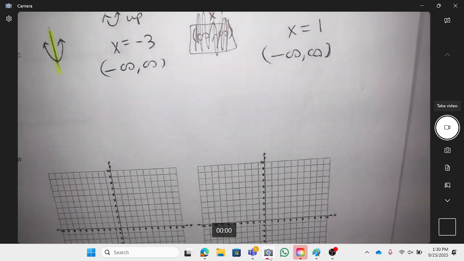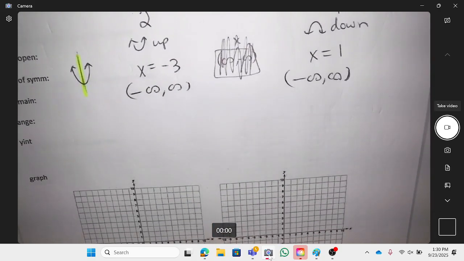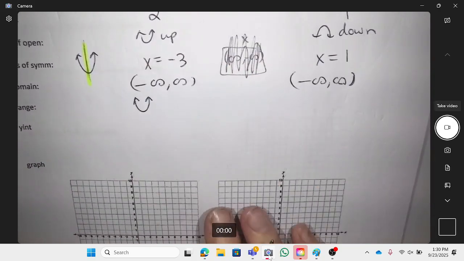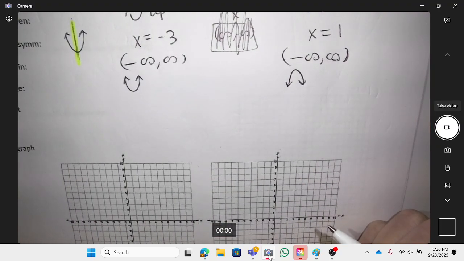Range. What does range depend on? Direction. What does direction depend on? Slope. So this is already what we know. We said that one should open up, and we said that one should open down. So that's a line on our range. And you have to write it how? Low to high. Low to high. Okay, so they're going to be different.